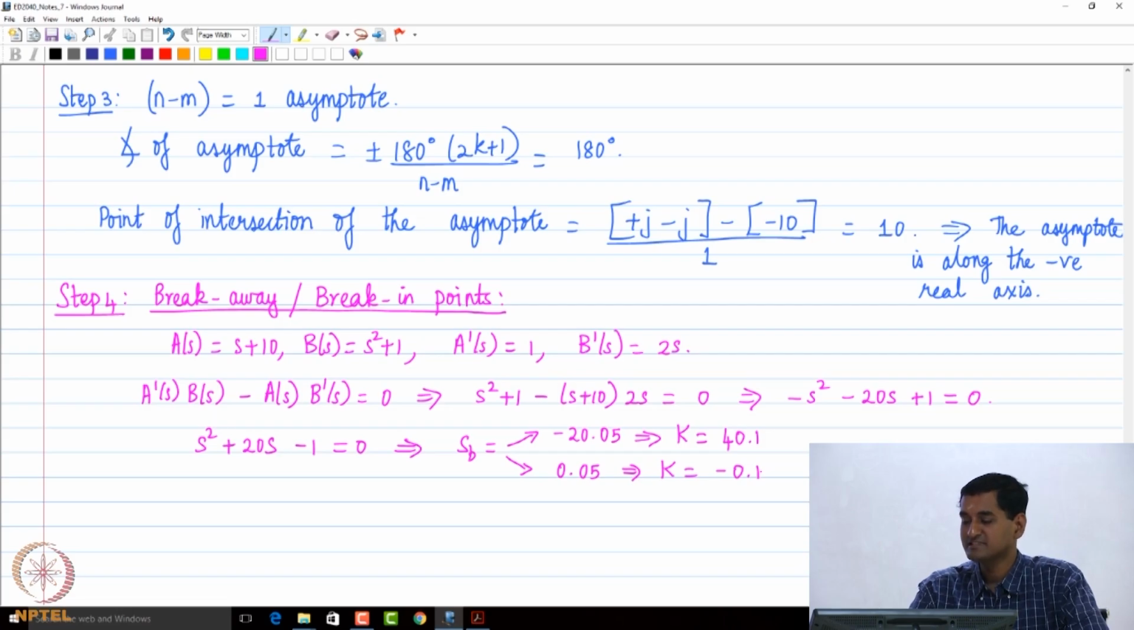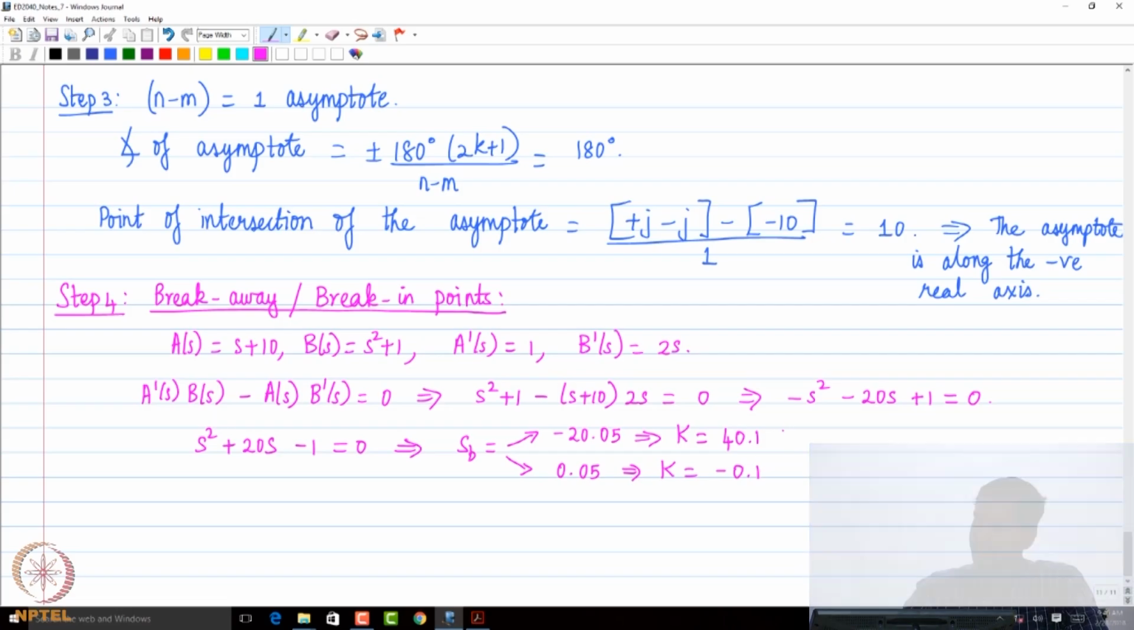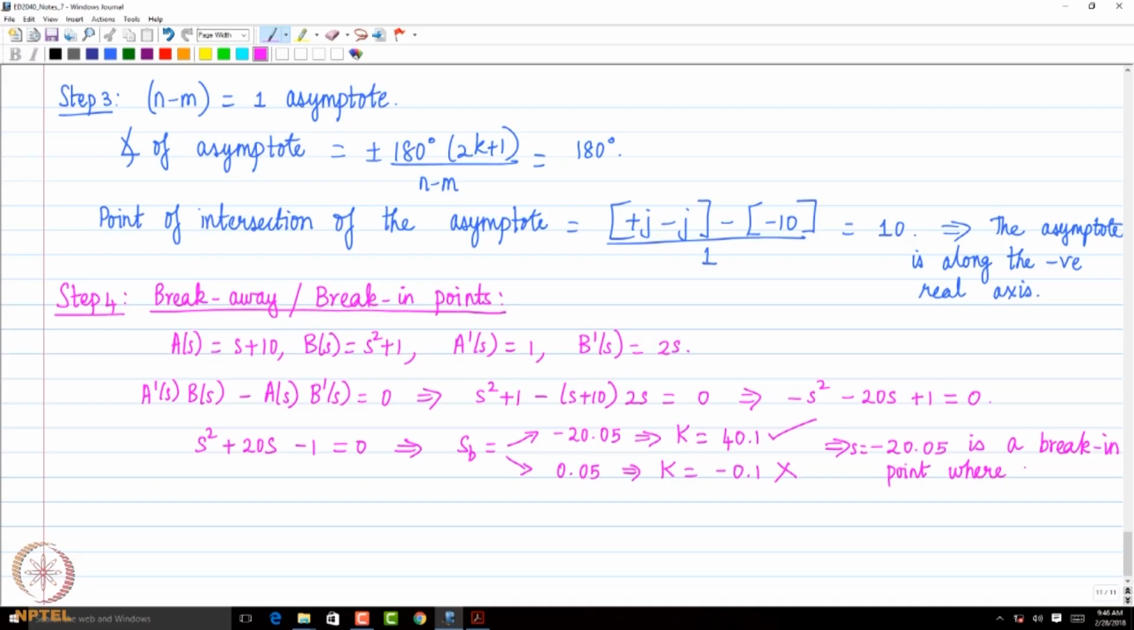So, by looking at this, which is a breakaway point? This one, right? This is not. So, s equals minus 20.05, is it a breakaway point or a break-in point? In this case, it is a break-in point. I will explain why, where K is going to be equal to 40.1.